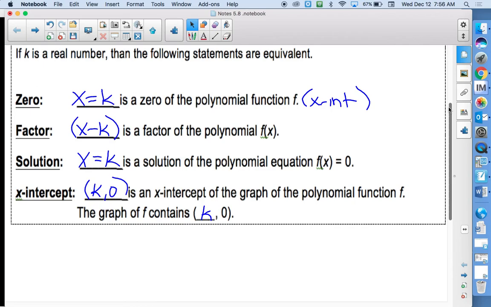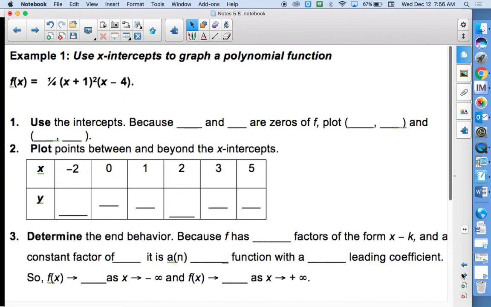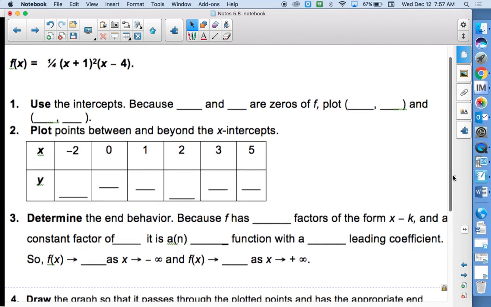So today we're going to look at some graphs that are in factored form. And we're going to do pretty much what was on that sheet, except we're going to try to get a little more specific. So we have f of x equals 1/4, and then x plus 1 squared, x minus 4. It says use the x-intercepts to graph the polynomial. So if we're using the x-intercepts, the first step says, because blank and blank are zeros of f. What are the zeros of this function?